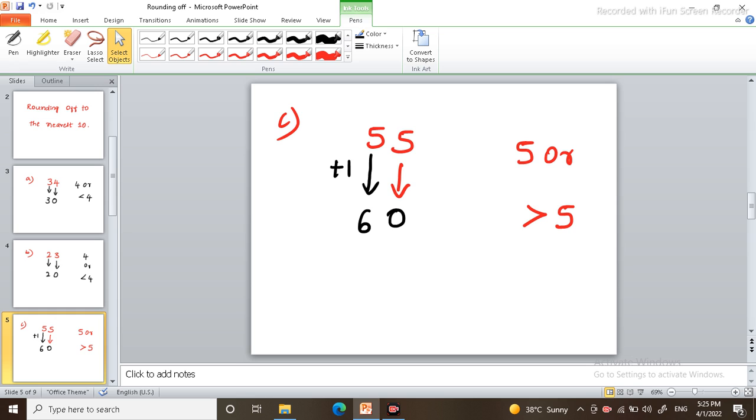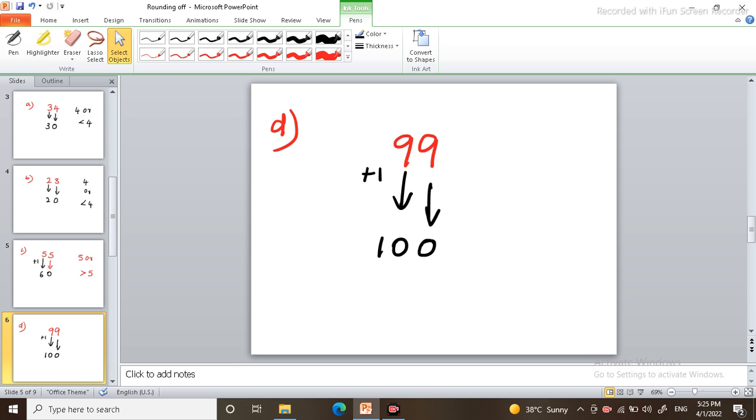One more is, if it is 5 or more than 5, then ones place will be 0. In tens place just add 1 to that number, then 5 will become 6. So 55, when we round off to the nearest 10, the value will be 60. In the same way 99, 9 is more than 5, so in ones place it will be 0. In tens place add 1 to the 9, so it will become 10. So the value will be 100.